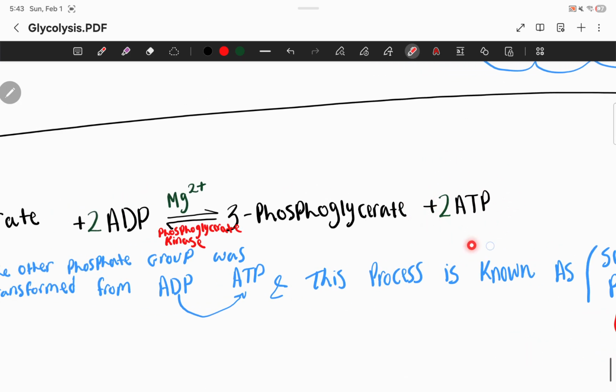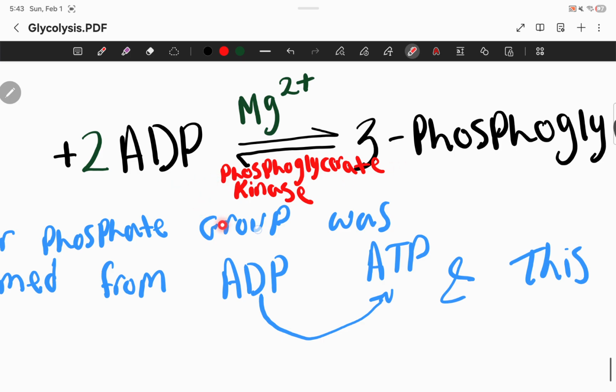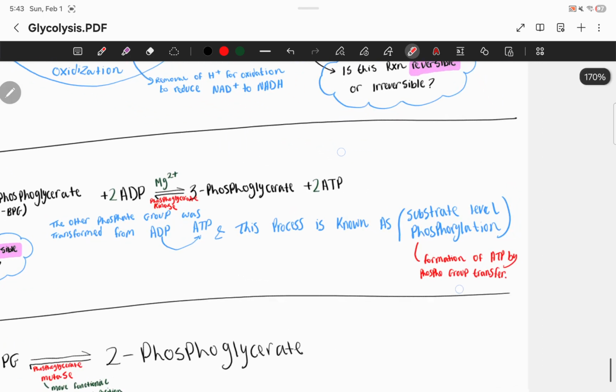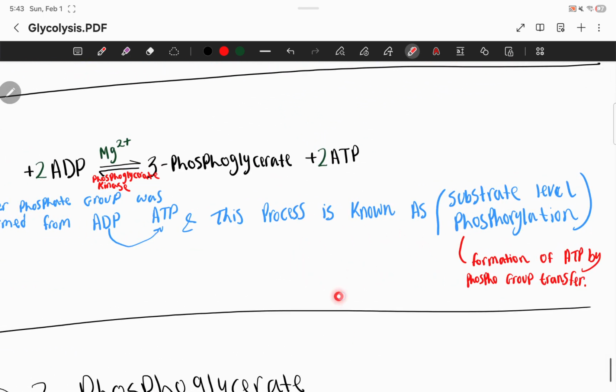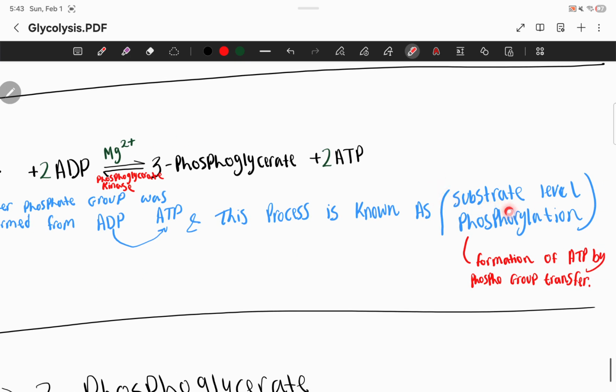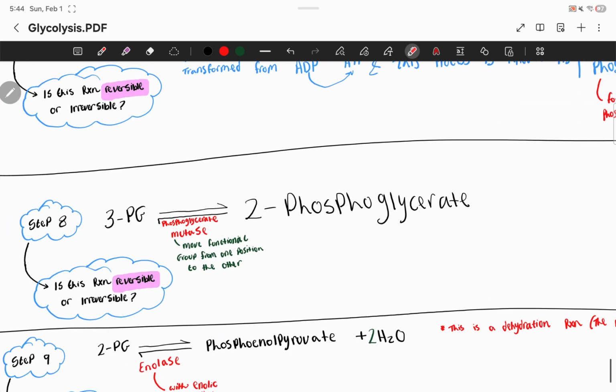That's when we start to see some money coming back from our investment. And the enzyme that we've used is phosphoglycerate kinase, okay? Now, this process right here, the transformation of ADP to ATP, is known as substrate level phosphorylation, okay? Formation of ATP by a phosphoryl group transfer. Moving on to step 8 of this reaction.